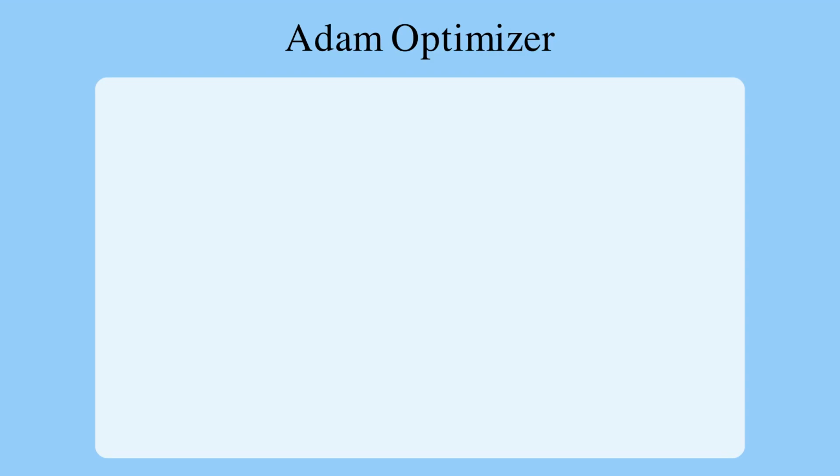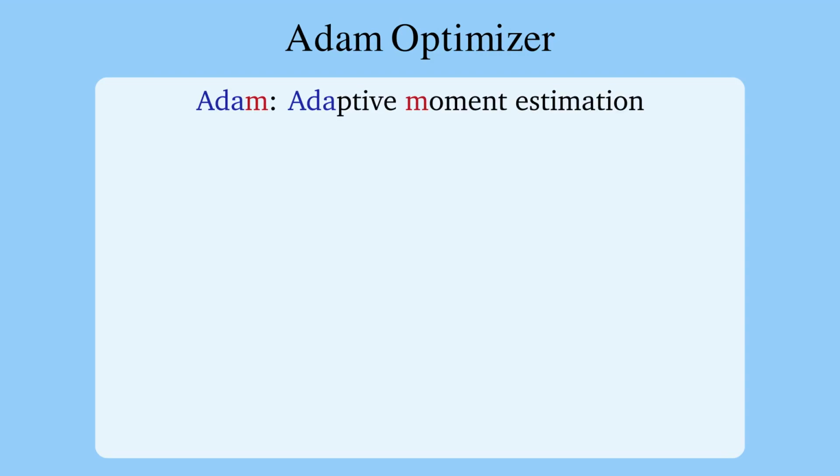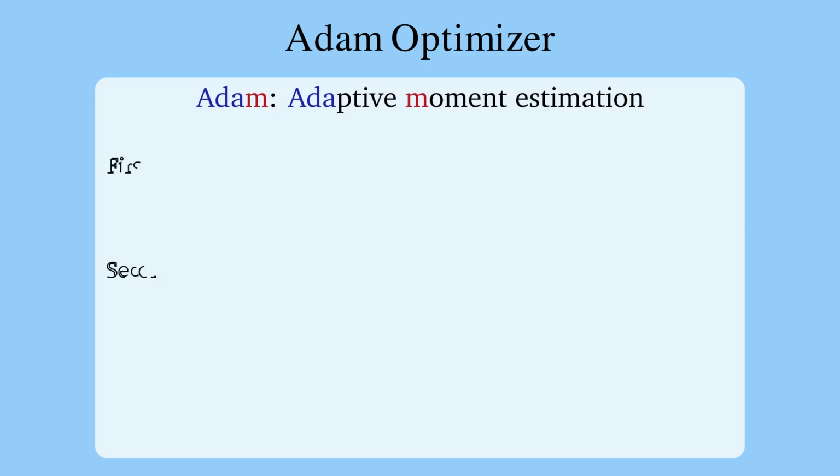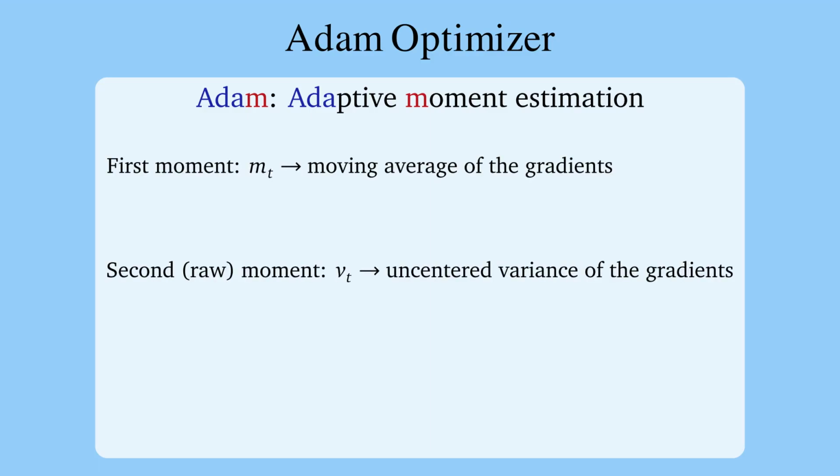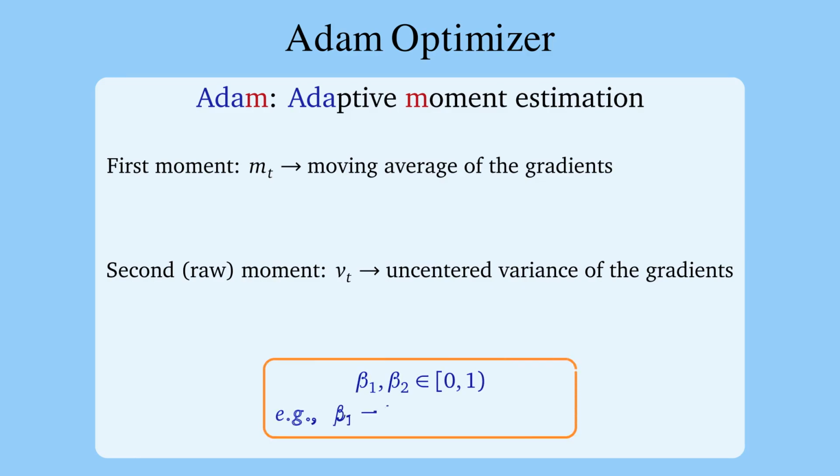ADAM stands for Adaptive Moment Estimates, and it has emerged as a highly effective optimizer for neural networks. ADAM is an adaptive learning rate method which adjusts the learning rates based on the first and second moments computed using the exponentially decaying moving average. For ADAM, we must specify three hyperparameters. So in addition to the global learning rate eta, we also need to specify beta 1 and beta 2, which are the exponential decay rates for those two moments.